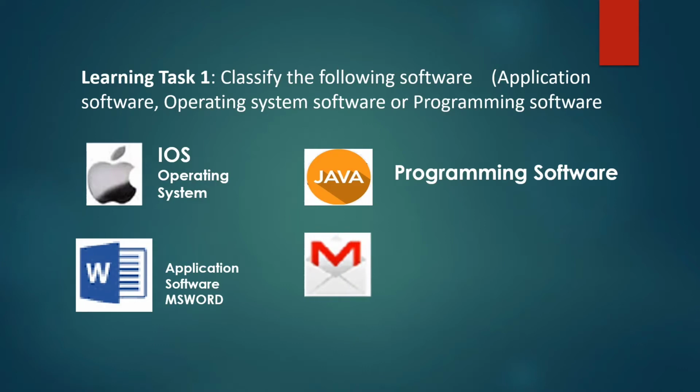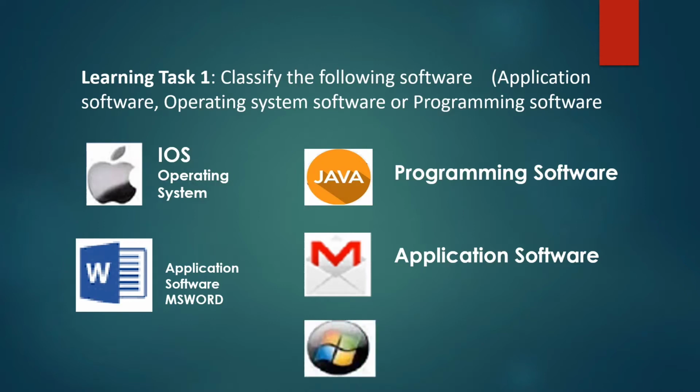What is this? That is application software used in sending your emails or electronic mails. And this one, Microsoft Windows. So this is an operating system software. Did you get it all correct?